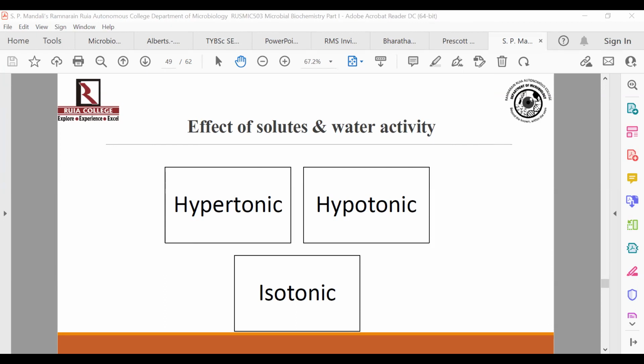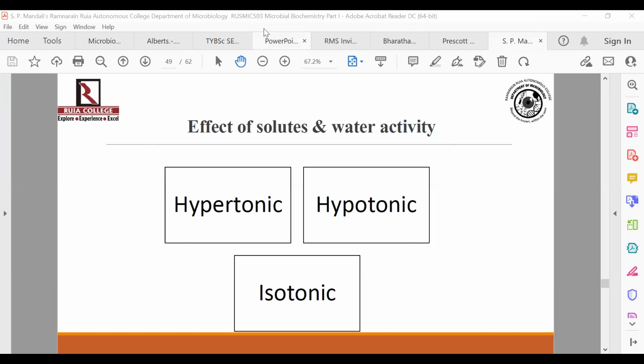Hypertonic solution. Anyone? Only one person knows what a hypertonic solution is. Others? Come on, you have to develop confidence. You all can do it, I'm pretty sure.